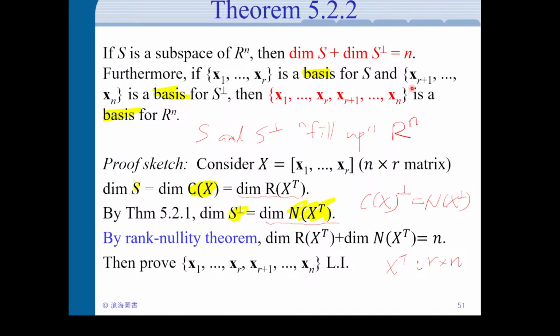Okay. And the next part, we need to prove that if you have those two bases and list them together, you also get a basis. Because of the first part, we know you have a basis of S and a basis of S perpendicular, then the total number of elements here should be n, because this dimension plus this dimension is n.